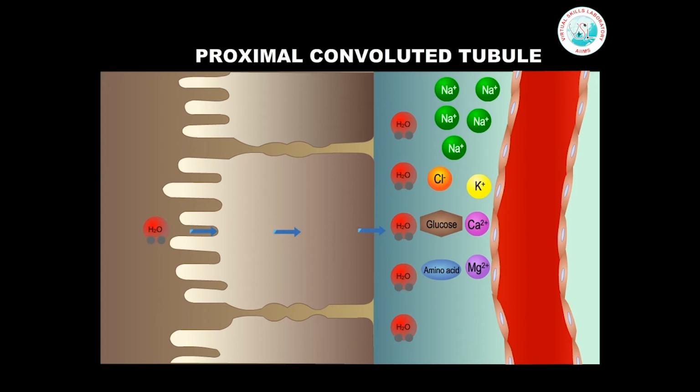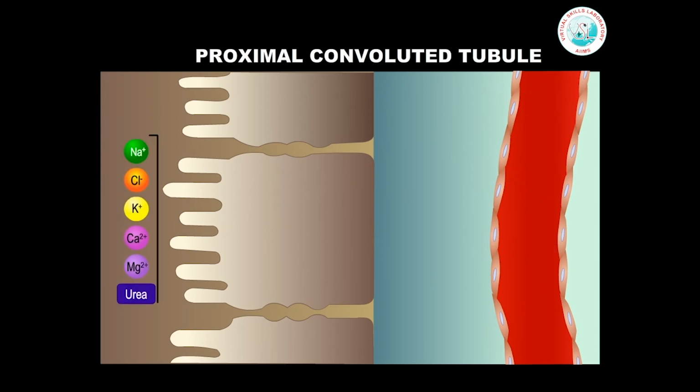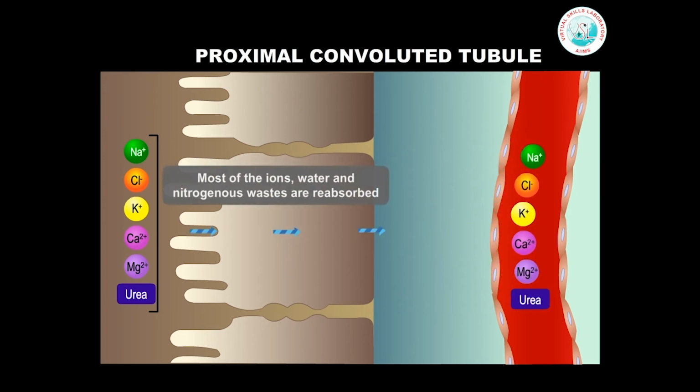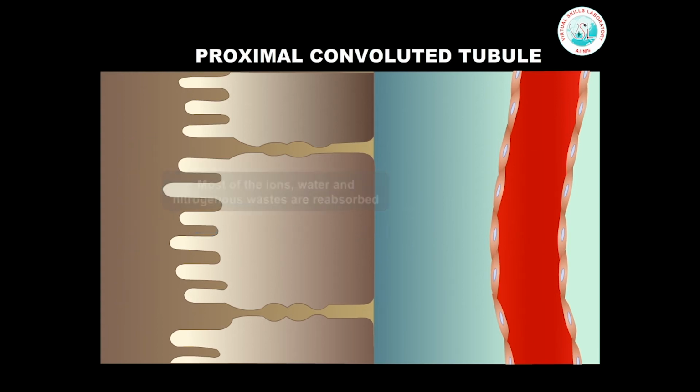Now, the water and the solutes are in the interstitium. Blood inside the capillaries is hypertonic because of the presence of large proteins, so the water and the solutes are drawn inside the capillaries by osmosis. The reabsorption of water increases the solute concentration in the filtrate, promoting further reabsorption of ions and urea. So, when the filtrate leaves the PCT, most of the ions, water and nitrogenous wastes are reabsorbed.